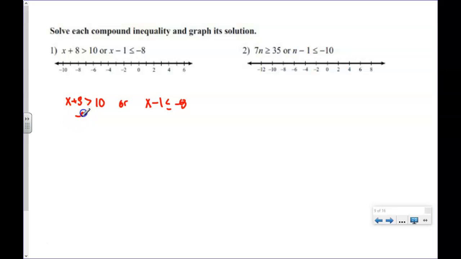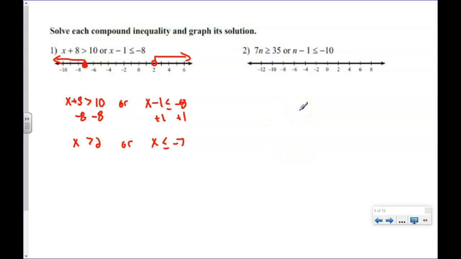So in this case, we're just going to subtract 8. So we're going to say x is greater than 2, and then we're adding 1. So you get x is less than or equal to negative 7. So in this case, x is greater than 2. So x is larger than 2. And then at negative 7, we're saying that x is less than or equal to negative 7. Okay?